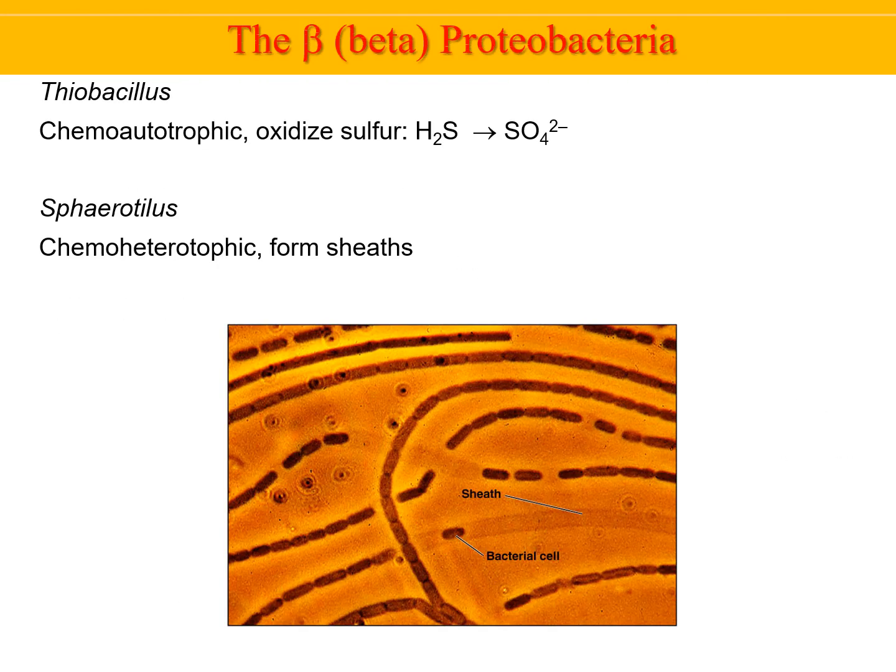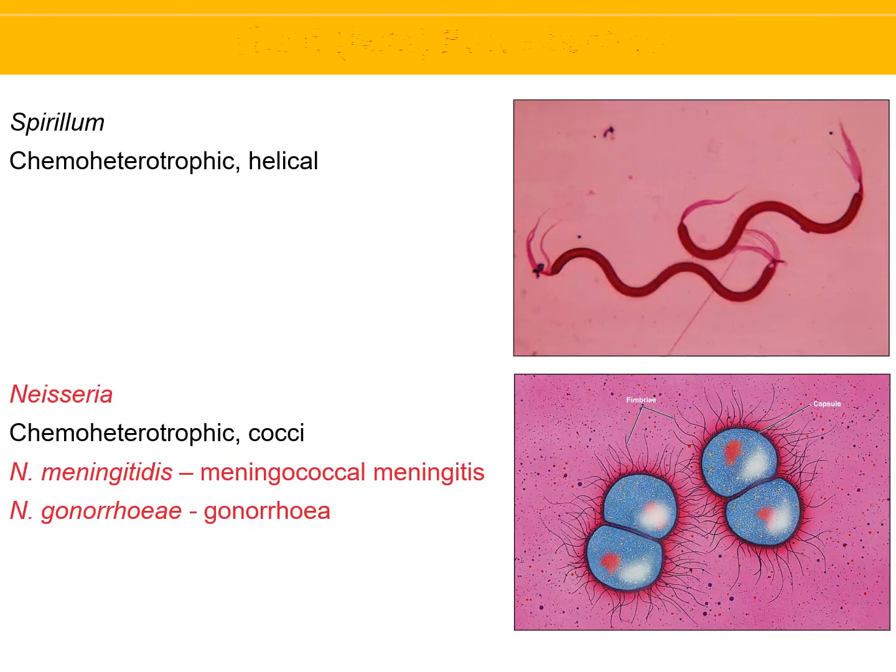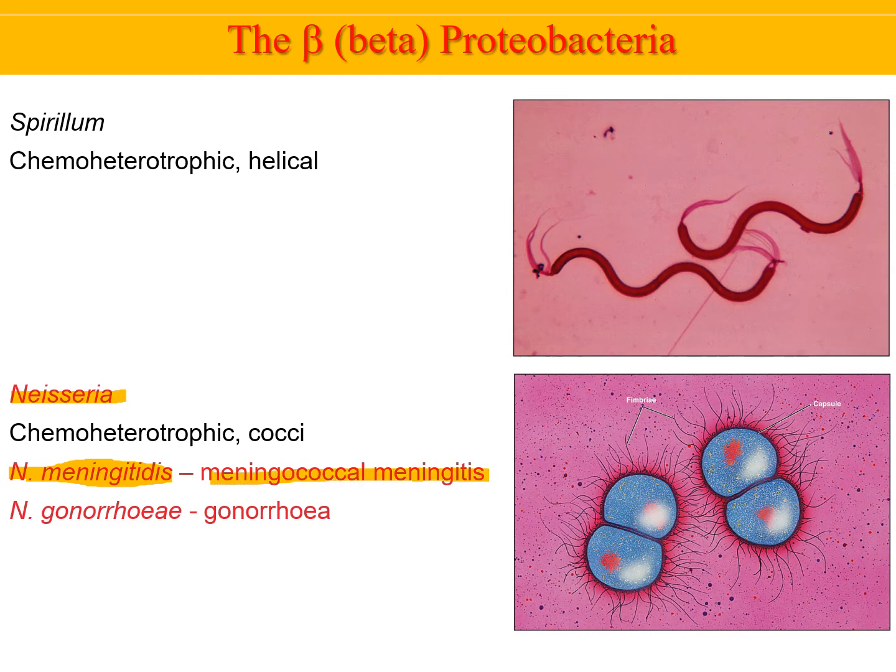These are betas. There are some important members in this group of proteobacteria, and here are some key examples. The genus Neisseria has 2 species members that cause disease in humans. One is Neisseria meningitidis. This causes meningococcal meningitis. It's not the only kind of meningitis. Meningitis, of course, is inflammation of the meninges, the linings of the brain. Meningococcal meningitis is caused by Neisseria meningitidis.